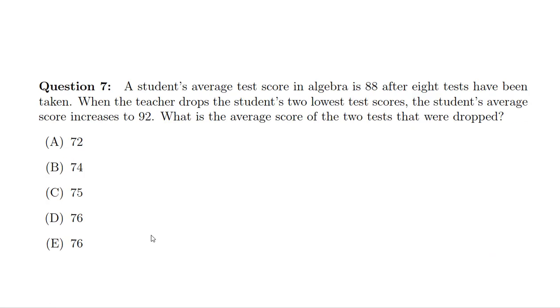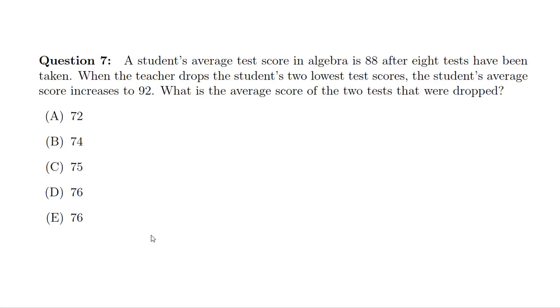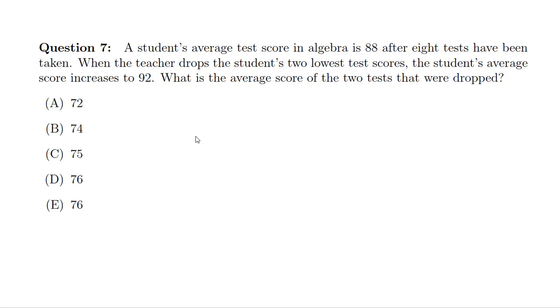Let's see question 7. In this question, it says that a student's average test score in algebra is 88 after 8 tests. The student sat for 8 tests and the average is 88. When the teacher drops the student's 2 lowest test scores, the student's average score increases to 92. The instructor says that 2 of your lowest scores will be dropped, so your average will be increased. What is the average score of the 2 tests that were dropped?